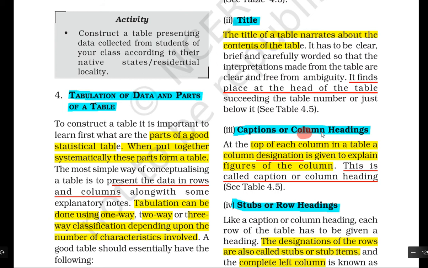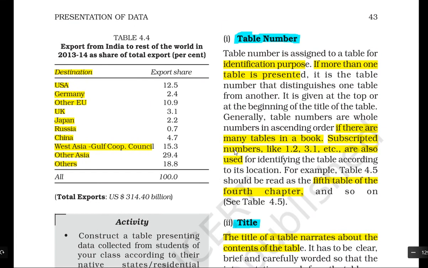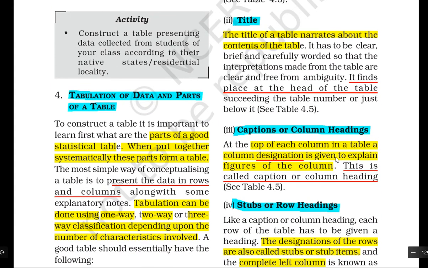Another is the caption or column heading. Every column has its own heading apart from the table heading. We have to assign what data we are going to present in the column. That is called the column heading. It explains the figures in the column. In this example, you can see the column heading is export share. It shows what data is presented in this column. So column headings are called captions. It is a very popular word, used in social media and everywhere, when a heading is given or not.